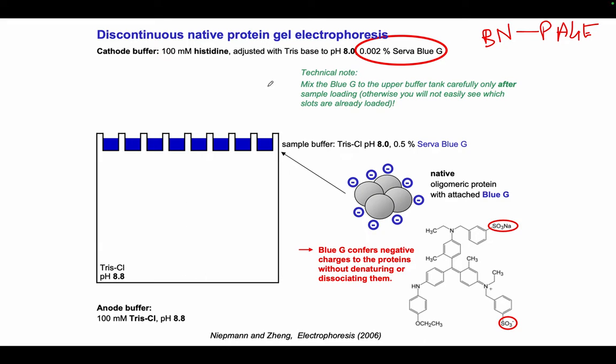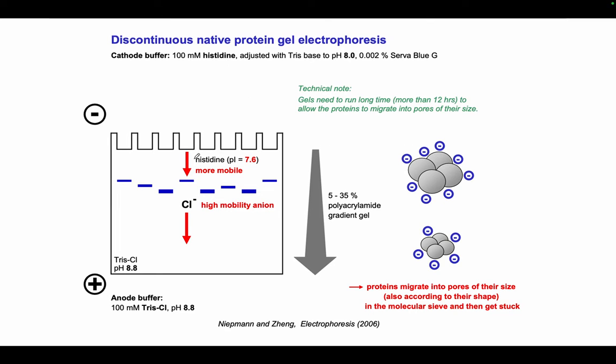One thing about this native PAGE is that we have to use different cathode and anode buffers because we need to cause a stacking effect to occur somehow. So here in this scenario, we use histidine as the trailing buffer. Remember, we had used glycine earlier. Use histidine as the trailing ion, chloride as the leading ion, and in the same way, the proteins can be separated based only on their size. Okay, so large proteins will be stuck here, smaller proteins will be down here.